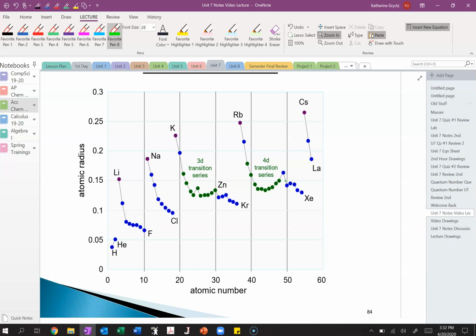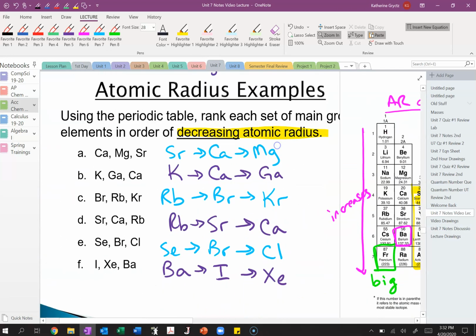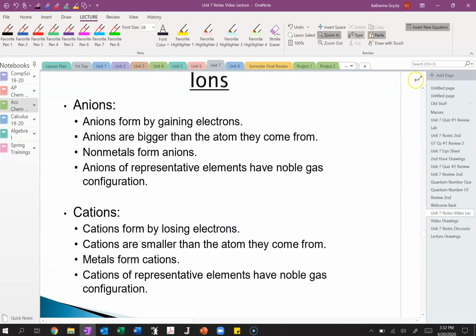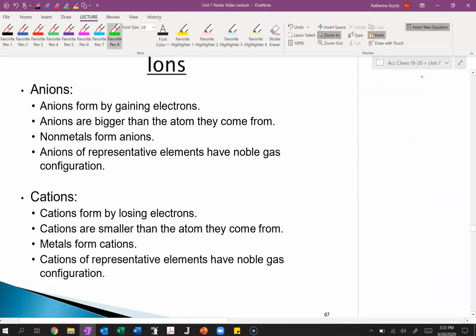And the energy levels also stay the same, so you end up with the same. So then we're not going to do any examples on that. The last thing is about ions. What happens to an atom's size when you start messing with its electrons?